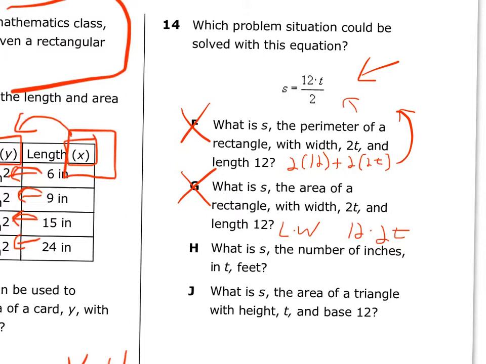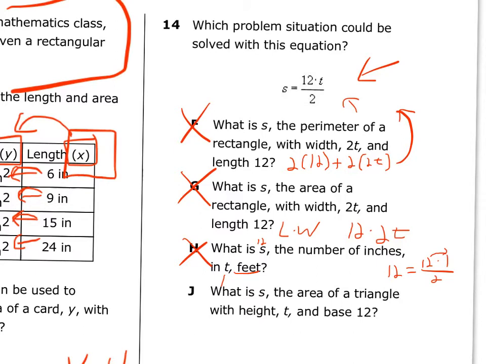Alright, H. Instead of giving us a formula, they give us a conversion. S is the number of inches in t feet. Well, how many inches in feet? 12 inches in 1 foot. So instead of a t, what number am I going to put? Well, I want to deal with feet. 1, and S becomes 12. So if we plug that in, 12 would go in for S. T is feet, which is 1, divided by 2. So what's 12 times 1? Divided by 2 is 6. Does 12 equal 6? No, it does not.